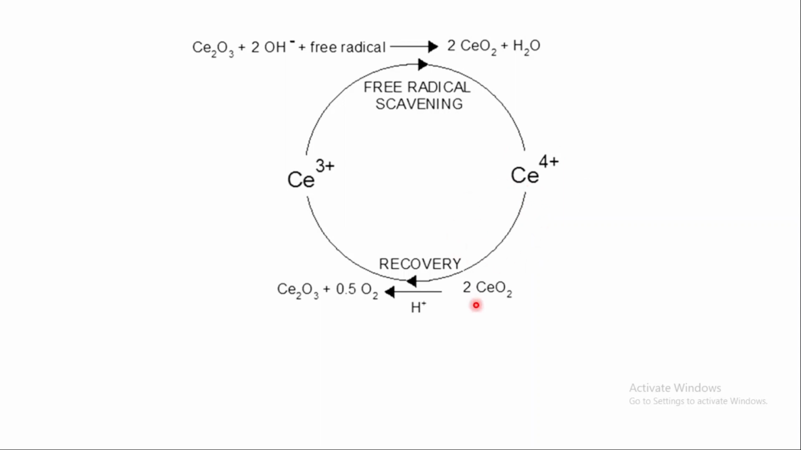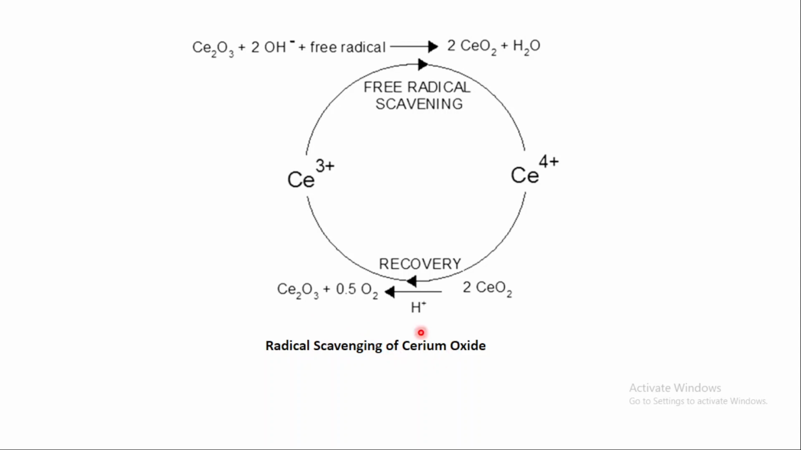Now this Ce4+ in CeO2 can again give Ce2O3 molecules by removal of H+ ions, or recovery. This will recover the parent molecule Ce2O3, cerium 3 oxide, and this cycle will again continue. This cerium 3 oxide will replenish this pool, and again it can go for another round of free radical scavenging. So this transition from Ce3+ to Ce4+ and back again to Ce3+ occurs frequently, which gives the cerium oxide nanoparticle its oxygen scavenging property. So this is a schematic showing the radical scavenging of cerium oxide.